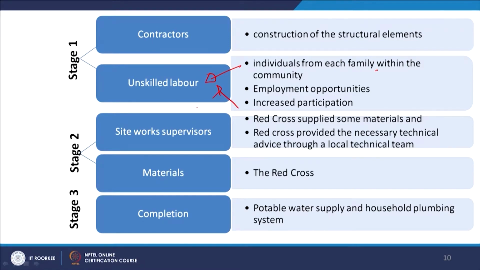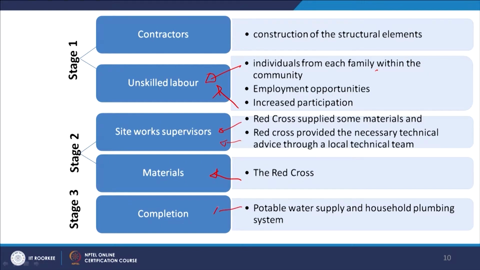And now in this, the community is coming forward to provide some kind of unskilled labor to make their own houses, where they feel dignity about making their own house. In stage 2, the Red Cross supplied some materials, for example hollow concrete blocks or others which are not locally available. It also provided the necessary technical advice through the local technical teams, the site supervisors. Again, the Red Cross provided the materials which are not available locally.